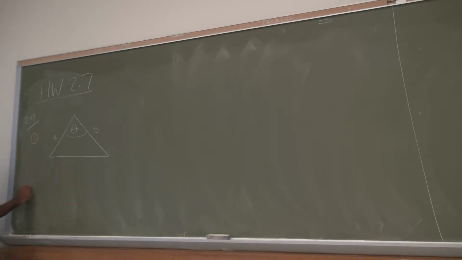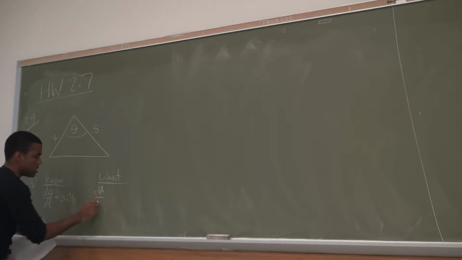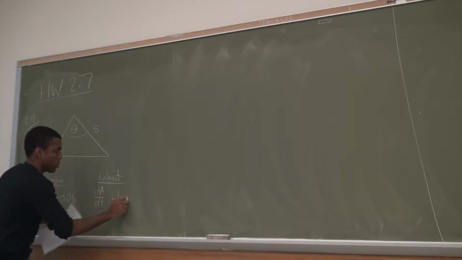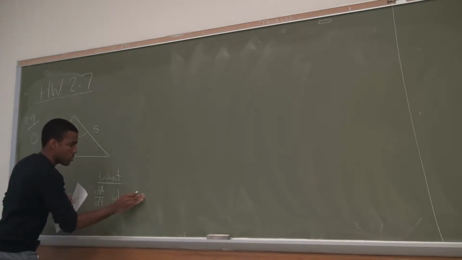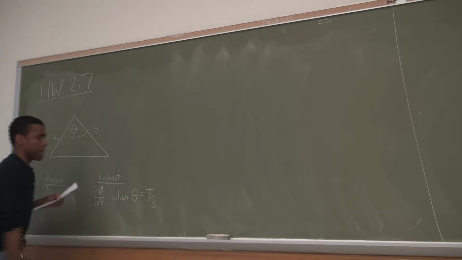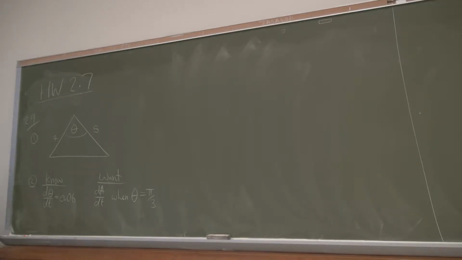That's step 1. Step 2 is what do we know and what do we want? What do we know? d theta dt is equal to 0.06 radians per second. What do we want? Find the rate at which the area is changing, so we want dA dt when theta is pi over 3.